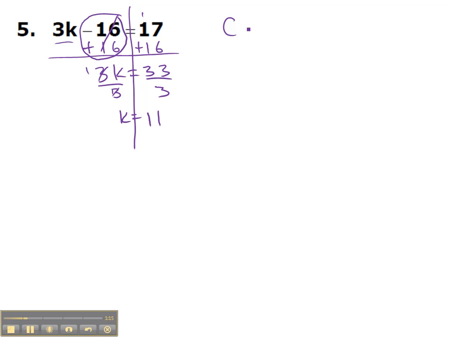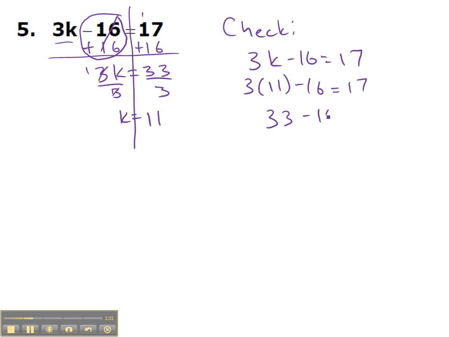But we never circle our answer without first checking it. Substitute that value for k into the original equation. If k really equals 11, then 3 times 11 minus 16 should equal 17. 3 times 11 is 33. Minus 16 should equal 17.